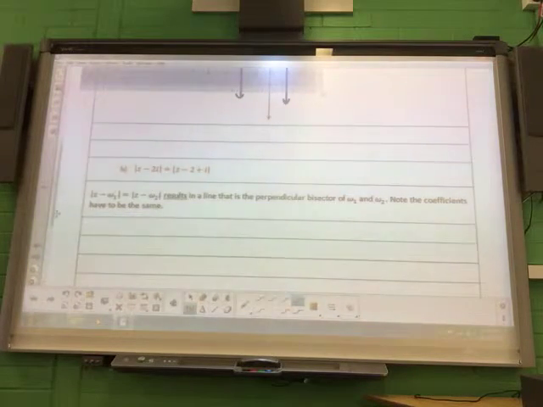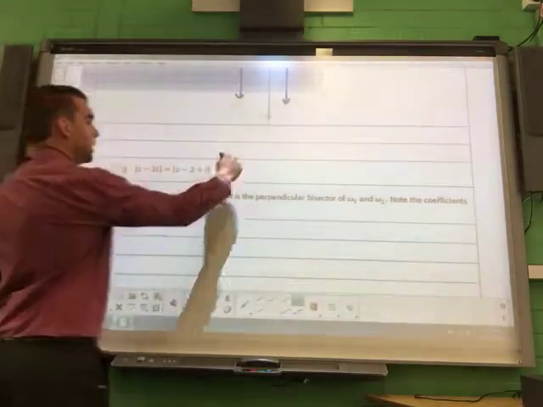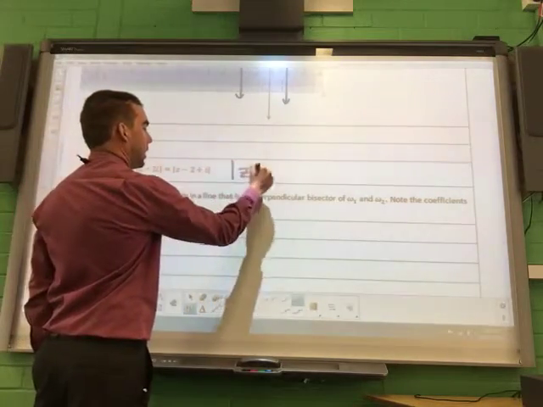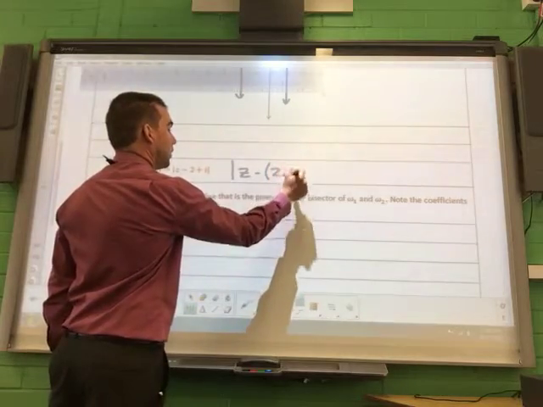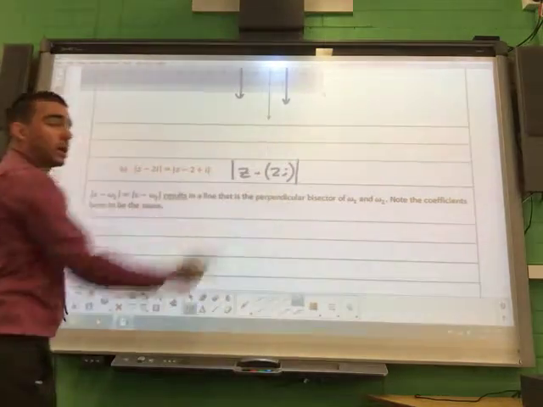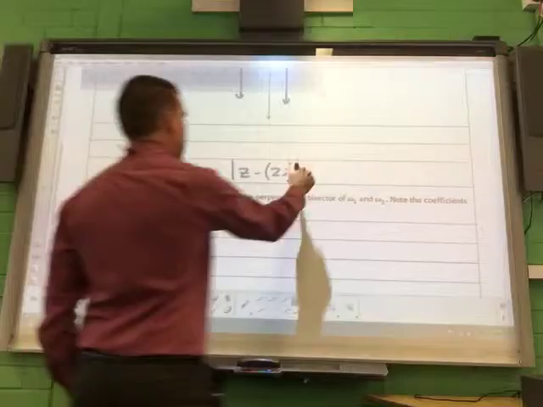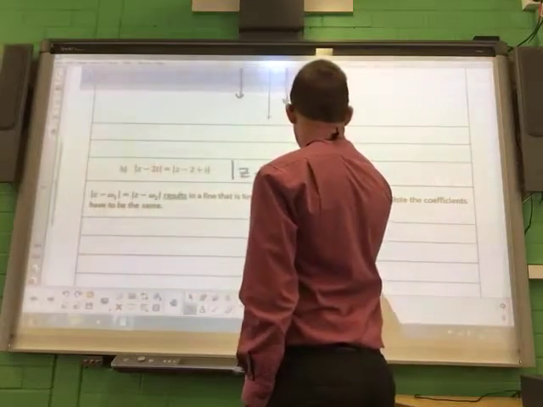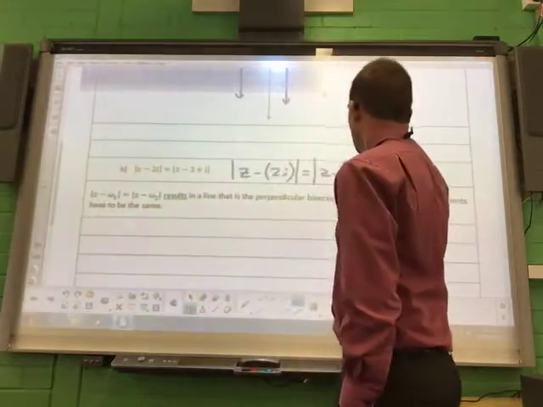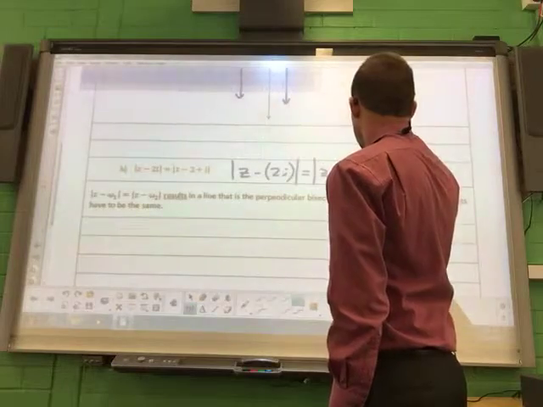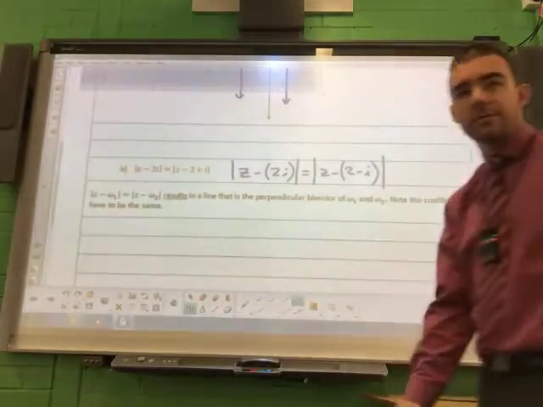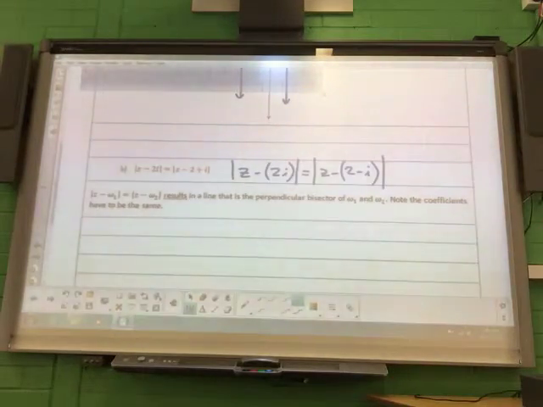Okay, so note that the coefficients have to be the same. When you do these questions, you need to treat it like this. So z take away 2i, because that is the complex number, equals the absolute value of z take away 2 minus i. That's how you have to treat it to get the points in the right spot.